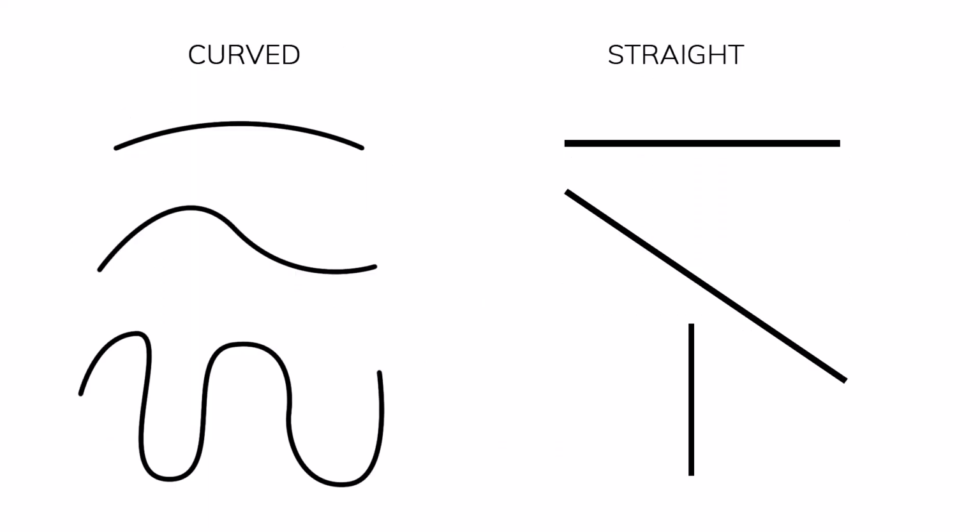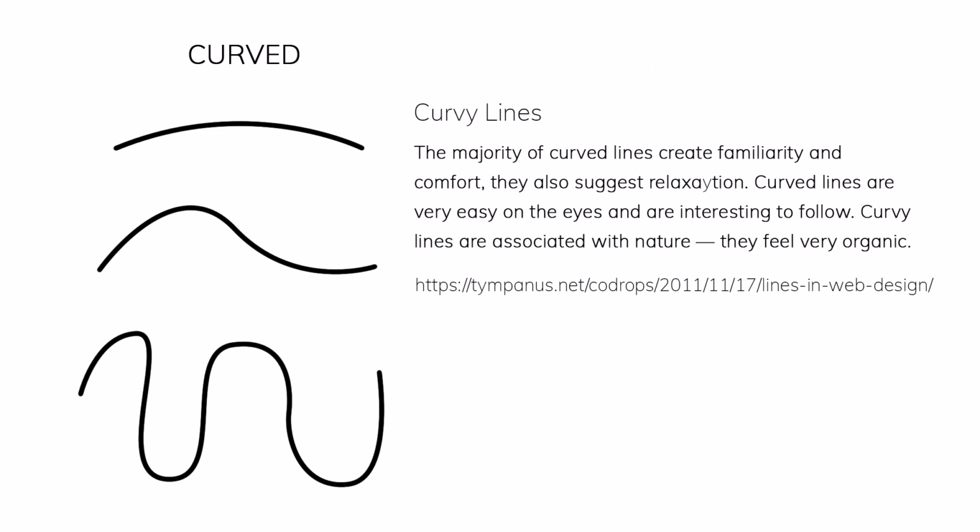The next element I want to talk about are lines. And in this case, we're talking about two types of lines: just curved lines or straight lines. So a jagged or sawtooth is a collection of straight lines that are connected together, right? What do those lines mean? Okay, curved lines, a majority of the curved lines create familiarity and comfort. They also can suggest relaxation. Curved lines are very easy on the eyes and very interesting to follow. Curvy lines are also associated with nature and feel very organic. So they create a sense of movement and motion in a much more subtle way than angular lines would create.